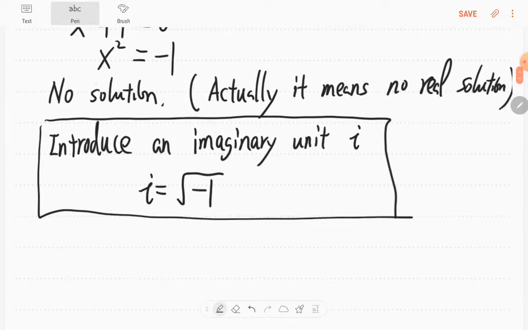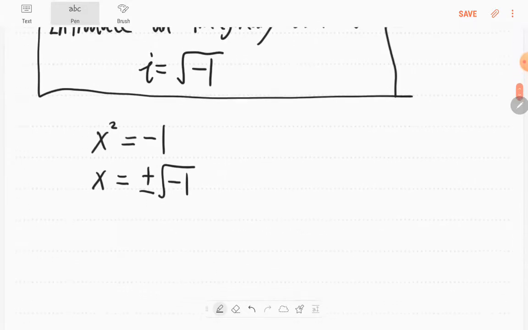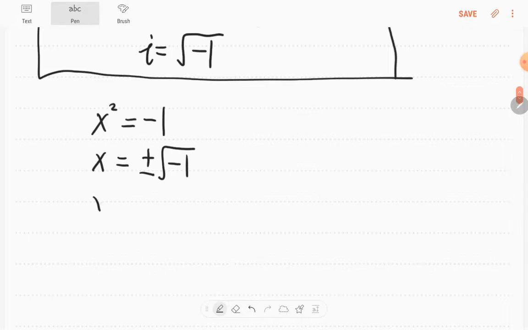Okay, so now we can solve this one. x squared is equal to -1. If we take the square root, using the square root property, it's plus or minus the square root of -1. The square root of -1 is I, so it's plus or minus I. So this kind of number is actually not a real number anymore, because we cannot locate I or -I on our number line, the x-axis. So this kind of number is called a complex number.